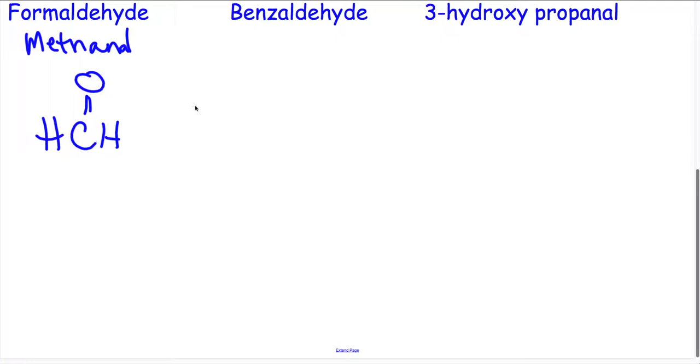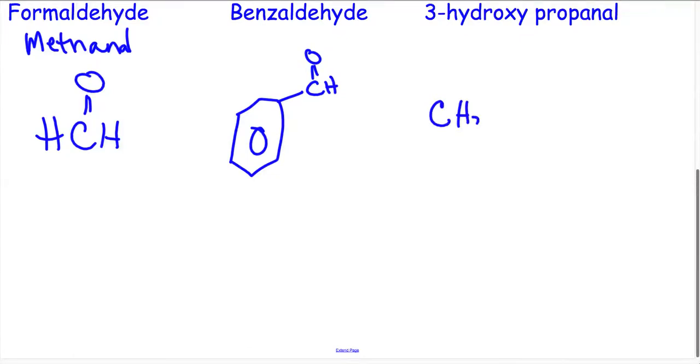Okay, benzaldehyde will look something like this. I have my benzene ring. Then off of the benzene ring, I'm going to have a carbon double bond to an O and then an H. That's benzaldehyde. Looking at 3-hydroxypropanal, propanal being 3.